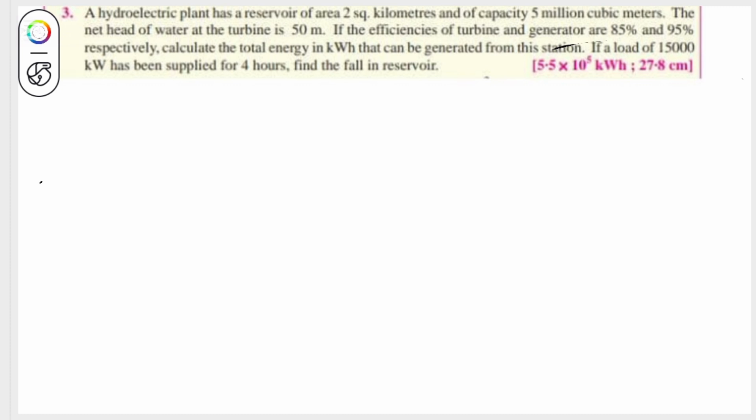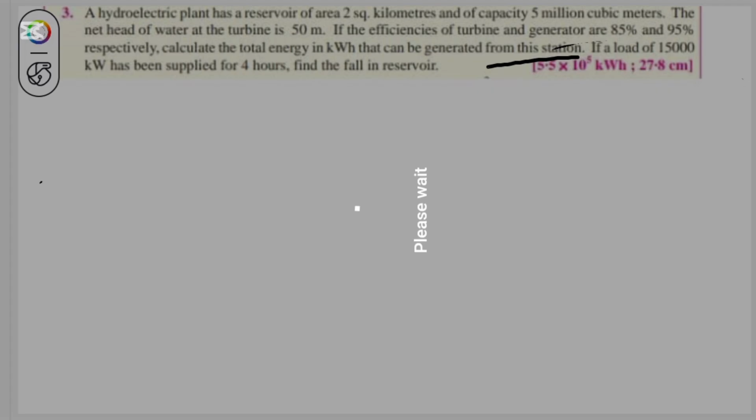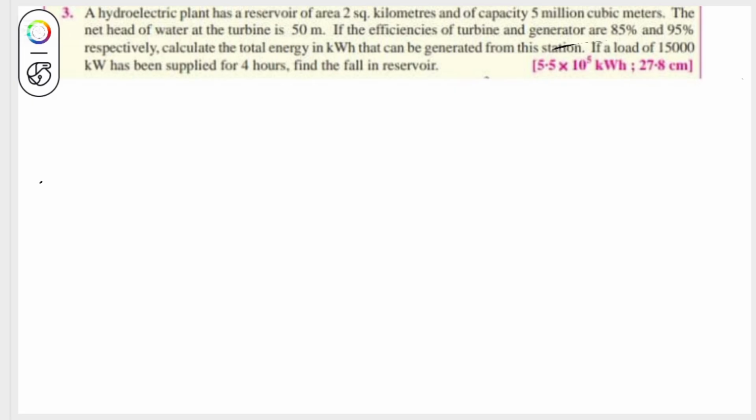The next question says, a hydroelectric plant has a reservoir of area 2 square kilometers and a capacity of 5 million cubic meters. The net head of water at the turbine is 50 meters. If the efficiencies of the turbine and generator are 85% and 95% respectively, calculate the total energy in kilowatt hours that can be generated from this station. If a load of 15,000 kilowatts has been supplied for 4 hours, find the fall in the reservoir.